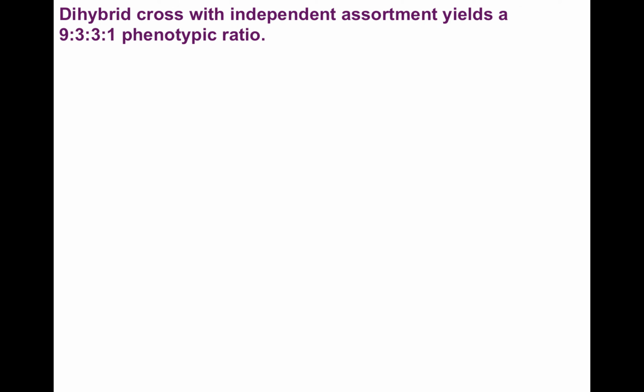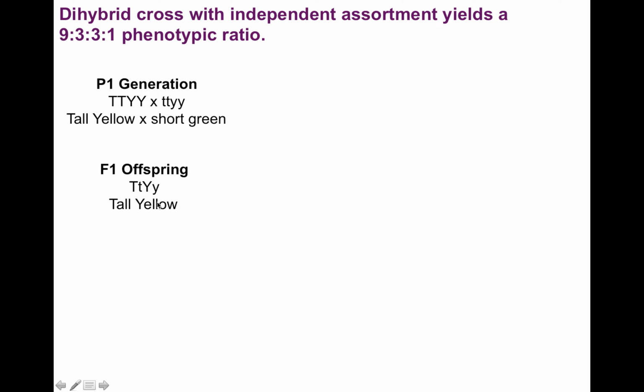Let's start with a revisiting of Mendel's independent assortment law, which in a dihybrid cross yields a 9:3:3:1 phenotypic ratio. Let's start with some pea plants. Some tall, yellow seeded pea plants crossed to some short green ones. In the P1 generation, the parents are true breeding. They are homozygous for the dominant alleles in this parent and the recessive alleles in this parent. And when their offspring are produced, they all appear tall and yellow, but they are actually heterozygous at both of these genetic loci.